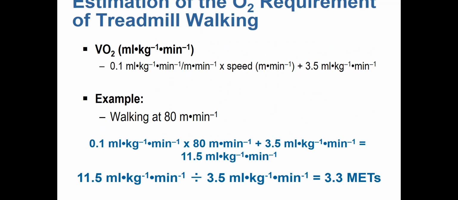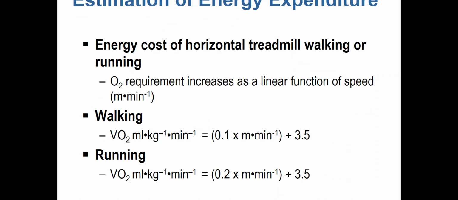Okay, estimation of the oxygen requirement of treadmill walking. Again, I already went over that. If you just have the VO2 max of the individual, make sure that you take into account the linear progression of speed. So take the VO2 and quantify it as 0.1 ml per kg per minute and divide it by meters per minute, meaning taking into account the amount of time, multiplying by the speed, and then adding in the metabolic rate again. So to make that a little bit more clear, if we go back, again, we're always taking into account this linear function of speed.